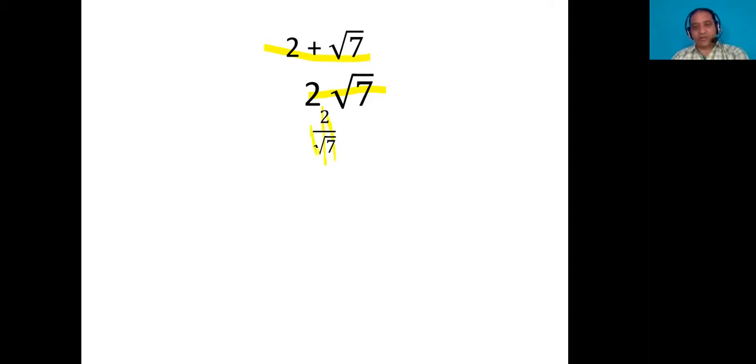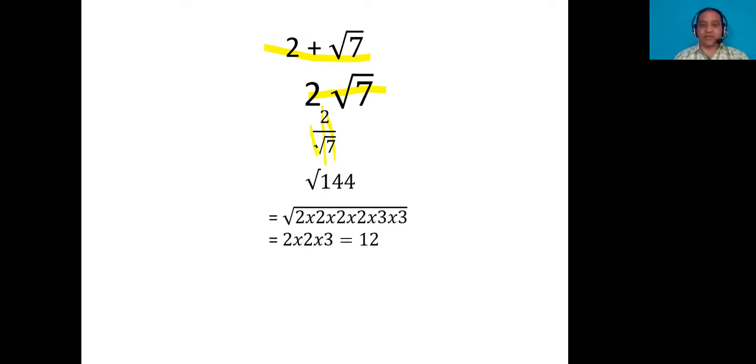Right. Now, what about this case? Square root 144. In this case, we need to first find the prime factorization of 144, and that comes out to be like this.